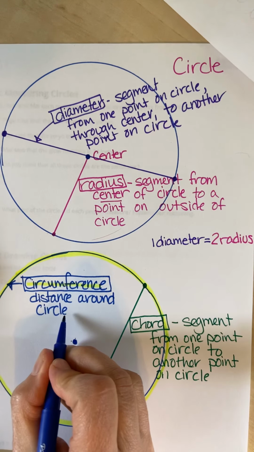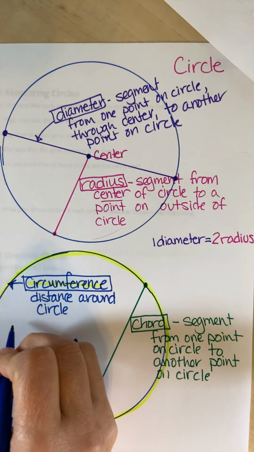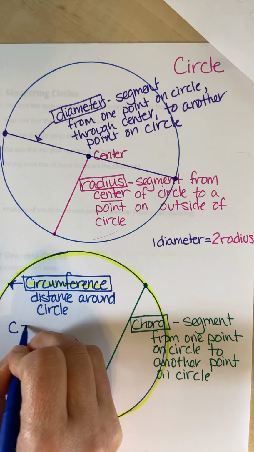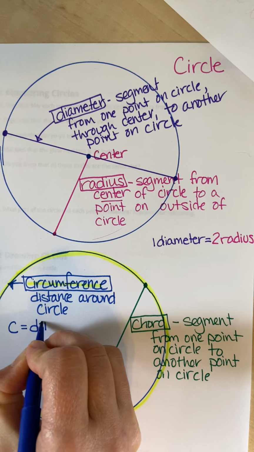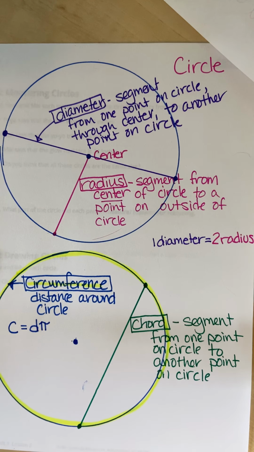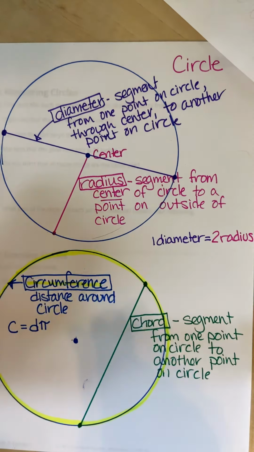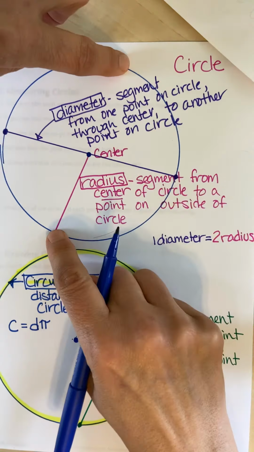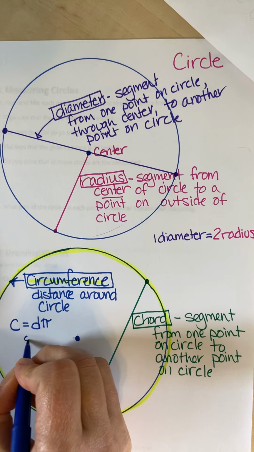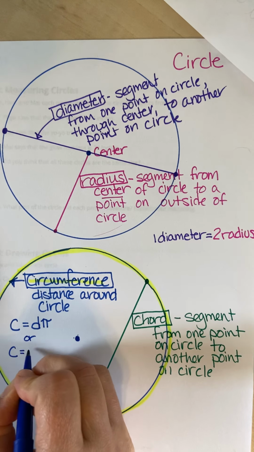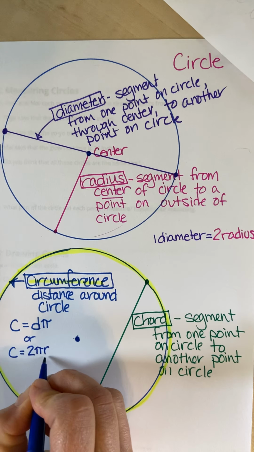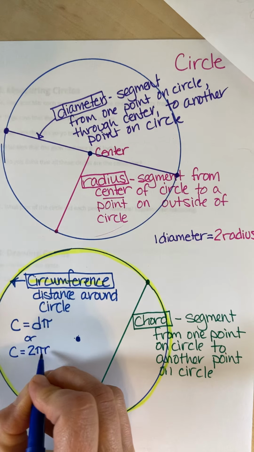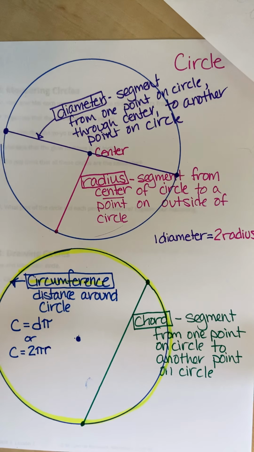Okay, there is a formula for circumference. The formula for circumference is C is equal to diameter times pi. Okay, we're going to use 3.14 for pi. Or since one diameter is 2 radiuses, you might also see it as circumference is equal to 2 pi r. Usually it's pi r, but it's really 2 radiuses, which is your diameter, times pi. So either one of those formulas works.